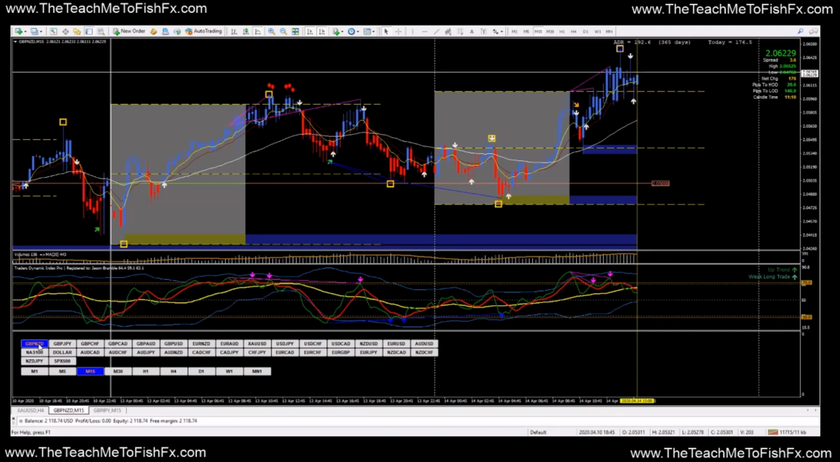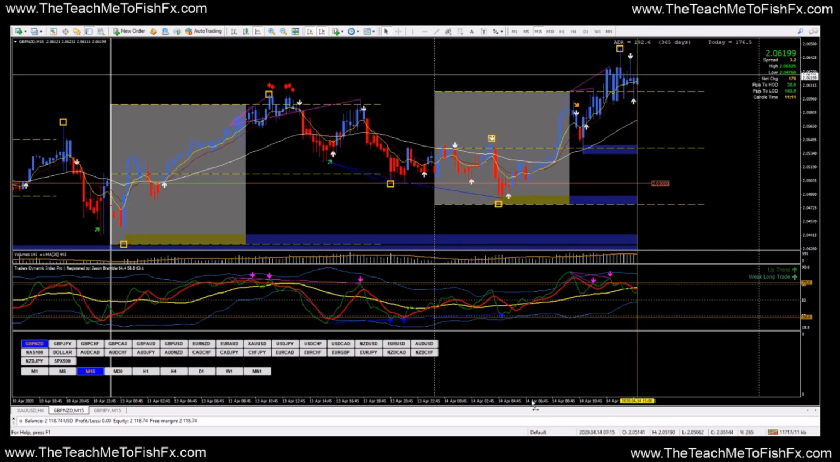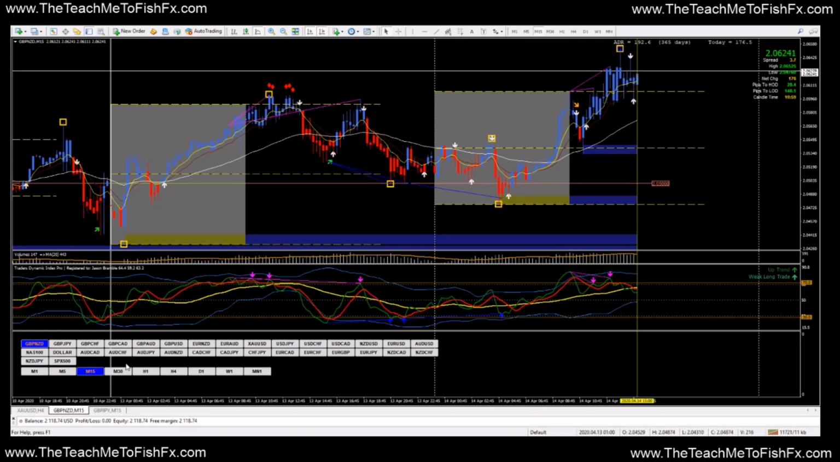I'm liking GBP NZD. I like how that setup is looking. And by the way, today is April 14th, 2020. The time currently is 8:03 a.m. Eastern Standard Time, and so let's get into it. I like how GBP NZD is set up. We had a nice long run in the London session. Right now it is consolidating. We did have a shark fin out of the water, and it's working its way back in.